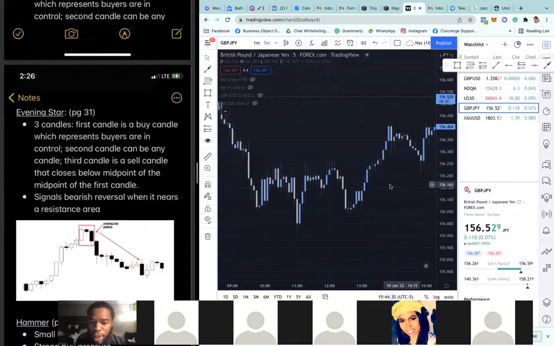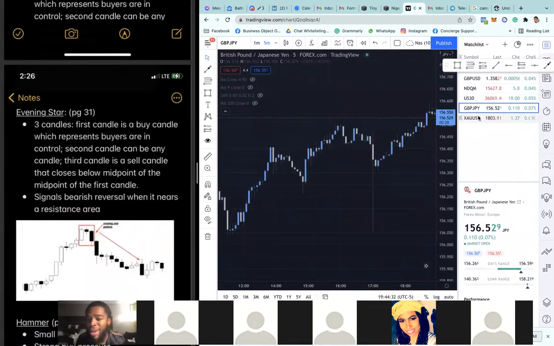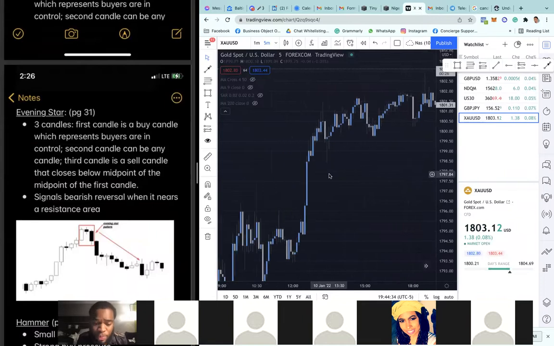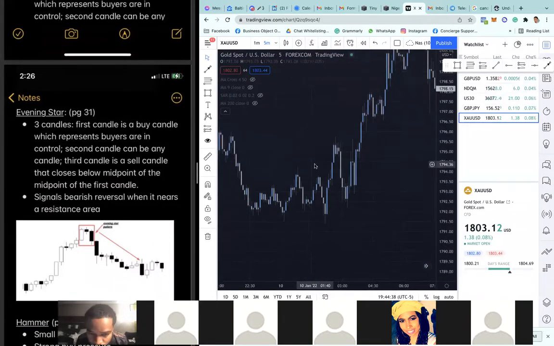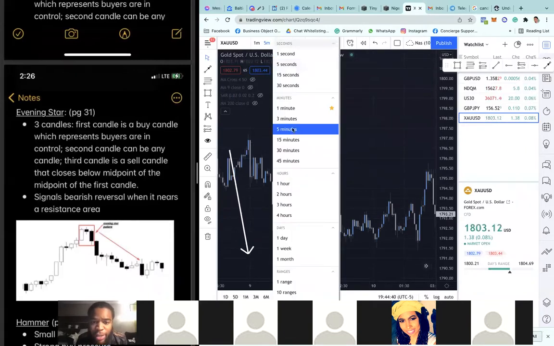I'm just kind of scouring the market, seeing what I can see. And obviously right now, price is a lot slower. All right, but you'll see these evening stars as well. And sometimes we can look at a higher time frame.